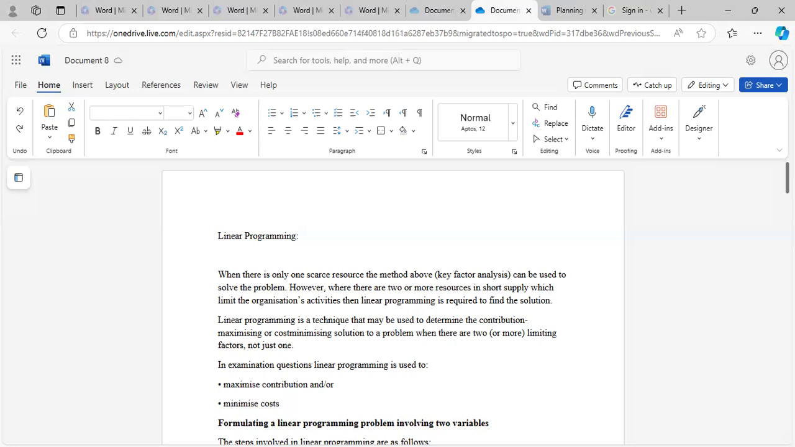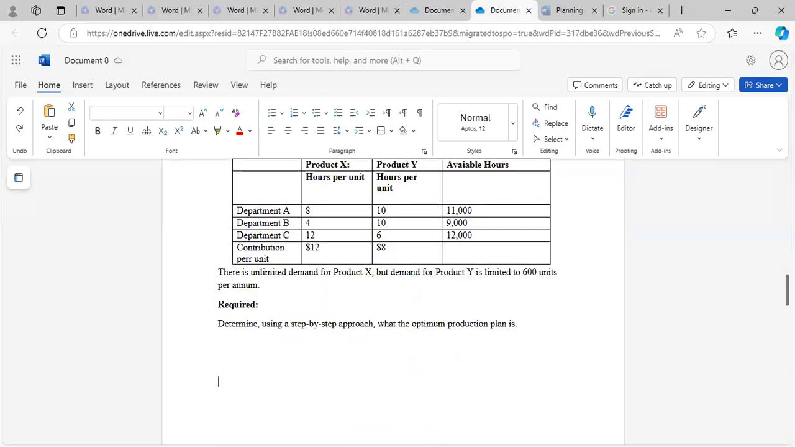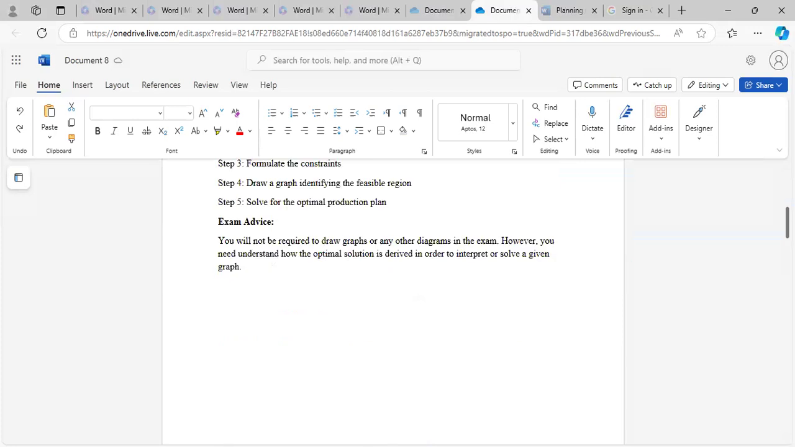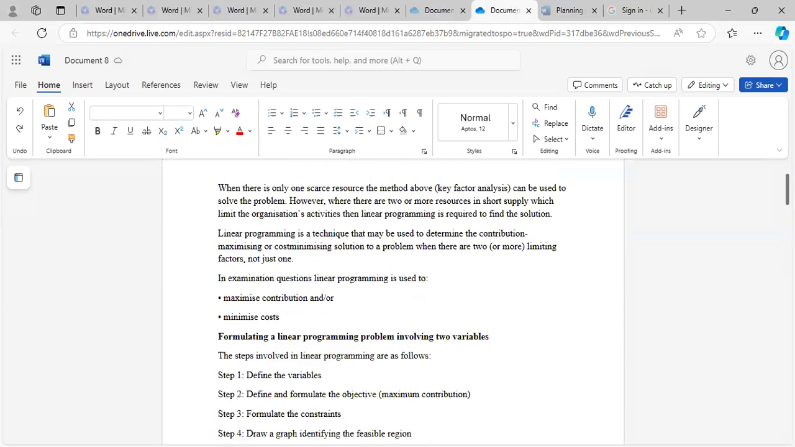Linear programming is a technique that may be used to determine the contribution maximizing or cost minimizing solution to a problem, where there are two or more limiting factors, not just one. Okay, when more than one factor exists at the same time, we use a mathematical technique, that is linear programming. So, just like key factor analysis, there are also steps to solve the question. There are two options, that is maximization of contribution or minimization of cost. First of all, we discuss the maximization of contribution, how we will formulate our linear programming.